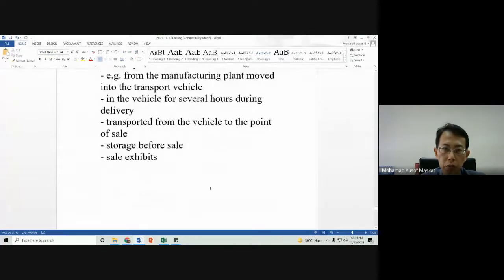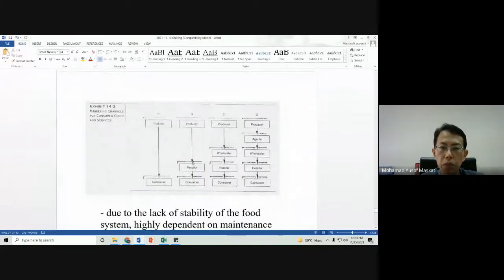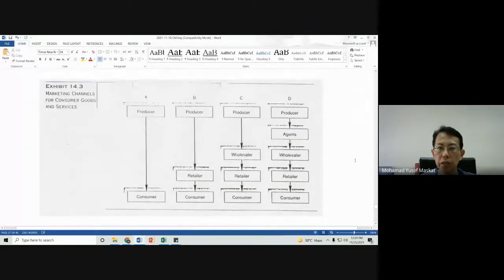Refrigerated products need to go through various phases and situations. Let's look at this diagram. These are what we call marketing channels for consumer goods and services. For example, there are several types. Sometimes from the producer straight to the consumer. Sometimes from the producer to the retailer, then only to the consumer. Sometimes from the producer to the wholesaler first, then to the retailer, and then only to the consumer. Or producer to agents, wholesaler, retailer, and lastly consumer.